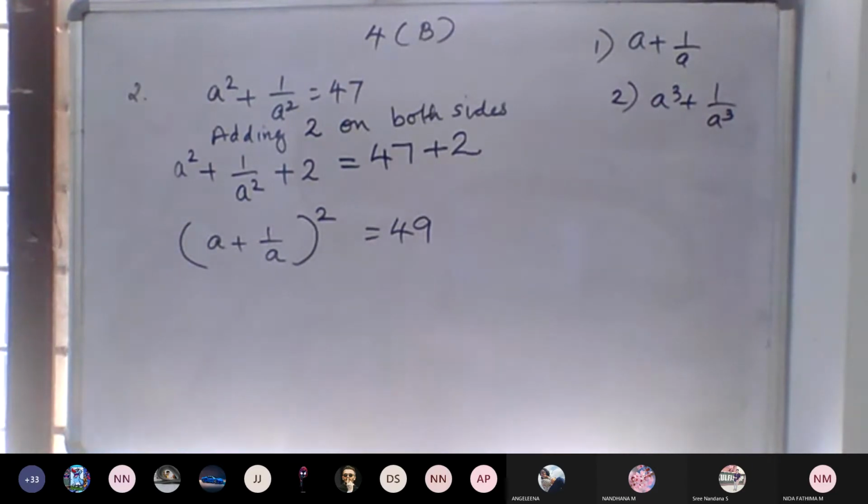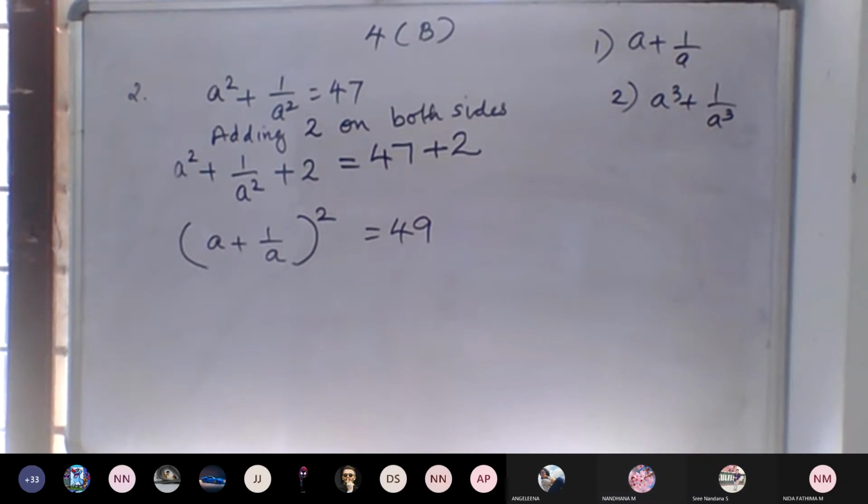The question is a square plus 1 by a square is equal to 47. Keeping it as a square plus 1 by a square equal to 47, we can't do anything. We need the answer of a plus 1 by a. So we have to convert it in terms of a plus 1 by a whole square. Then only we can get a plus 1 by a. Any doubt in this? Clear up to this?